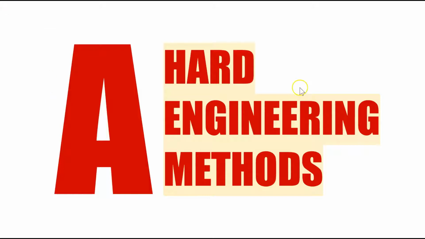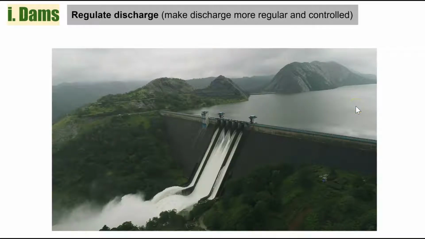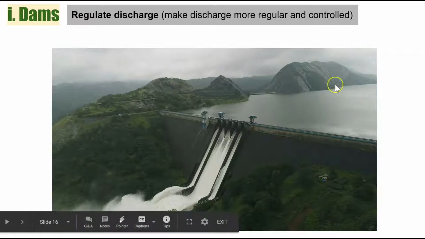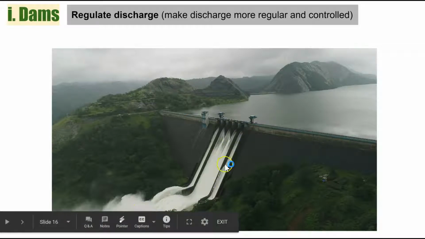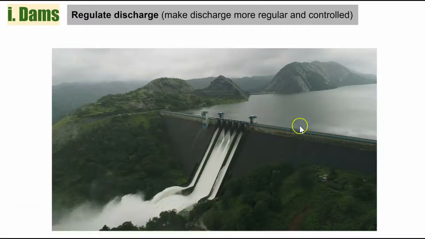So let's jump into the first of our hard engineering methods, which is your dams. Now, the dams are used to regulate discharge. If you make something regulated, it has become more regular and controlled. And the idea is that this dam here will hold the water back. So if you get too much water coming down, there's a store here to hold the water out, which then means in certain countries where you'll have a wet season and a dry season, you've then got water that can be released throughout the year if you need water in the dry season. And it becomes this way of you having more control.